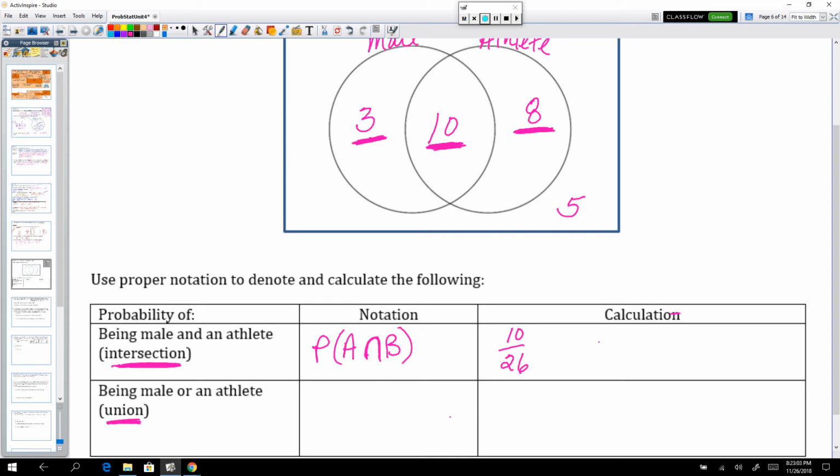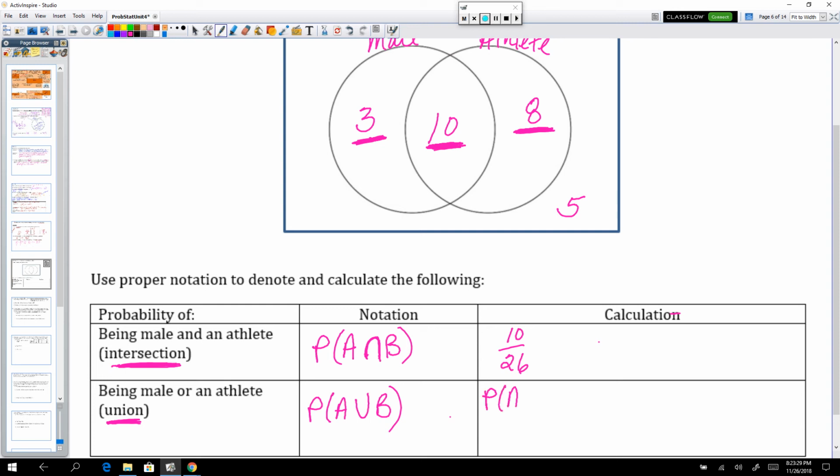union. Being a male or an athlete is called a union. And to notate that, the probability of being male or an athlete. That's how we notate that. And what we saw earlier is finding the probability of A plus the probability of B, and then subtracting out those duplicates, those times that they were both, right? So that calculation looks like this.